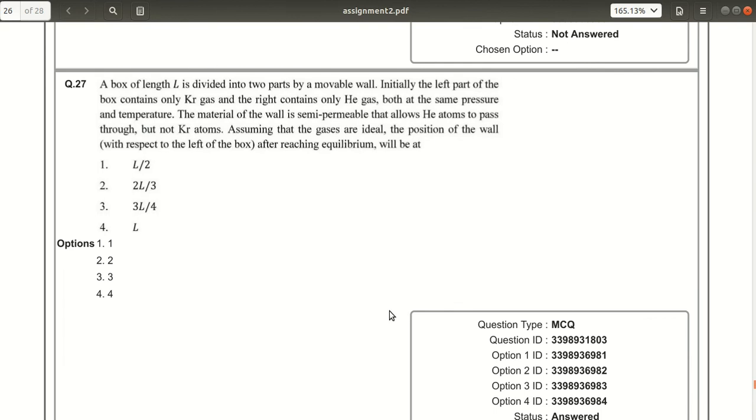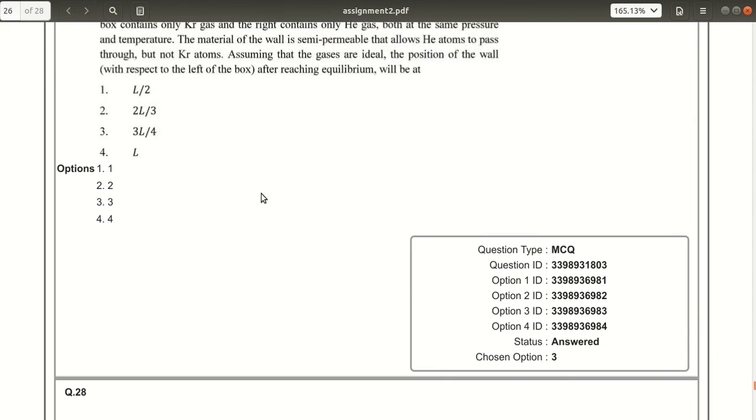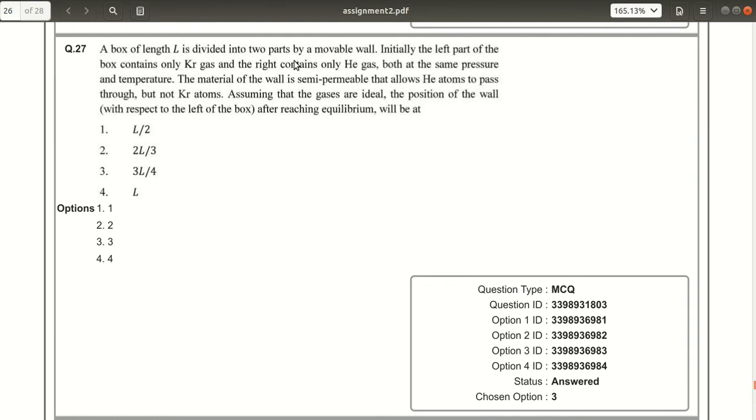So now the next question. Option 2 is this. A box of length L is divided in two parts by a movable wall. Initially the left part of the box contains krypton gas and the right part contains only He gas, both at the same pressure and temperature. The material of the wall is semi-permeable and allows the He atoms to pass through but not the Kr atoms. Assuming that the gases are ideal, the position of the wall with respect to the left of the box after reaching equilibrium will be at. So now this will be simply L by 2, because these are ideal gases and they are at the same pressure and the same temperature. So the option will be L by 2.